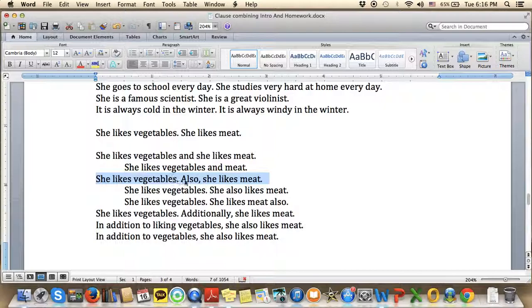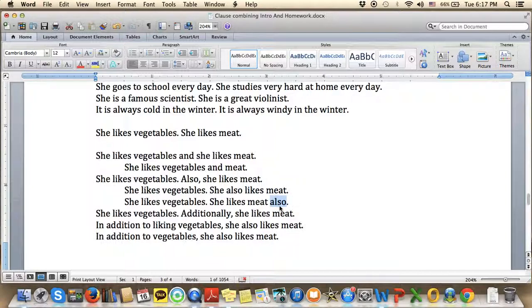This is using an adverb to connect the two. I could also do this. She likes vegetables. She also likes meat. She likes vegetables. She likes meat also. Look at that. I've got also followed by a comma, then I've got also right after she, and finally, I've got also at the end. And this is an important pattern to remember. Keeping it at the beginning of the sentence, followed by a comma, putting it right after the subject, and putting it at the end of the sentence.